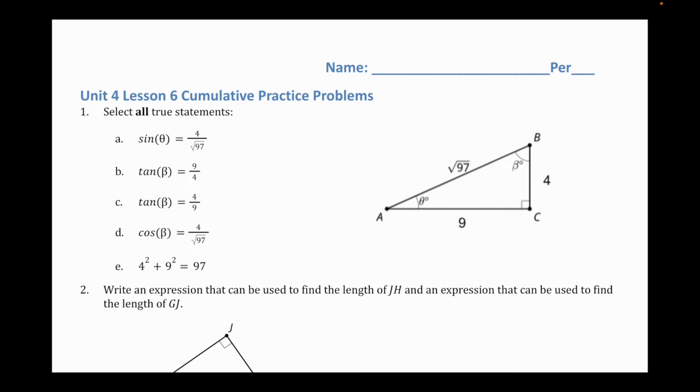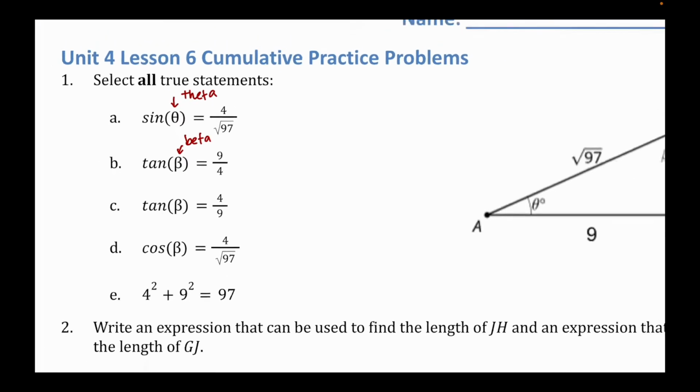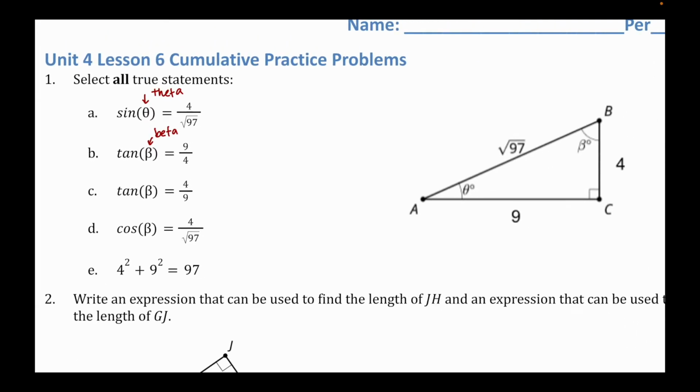So we have to be careful about which angle we're using. They're using a theta and beta. This symbol here is theta. And this symbol here that looks like a B is beta. These are just Greek letters. So that's which ones I'm referring to when I say those names.